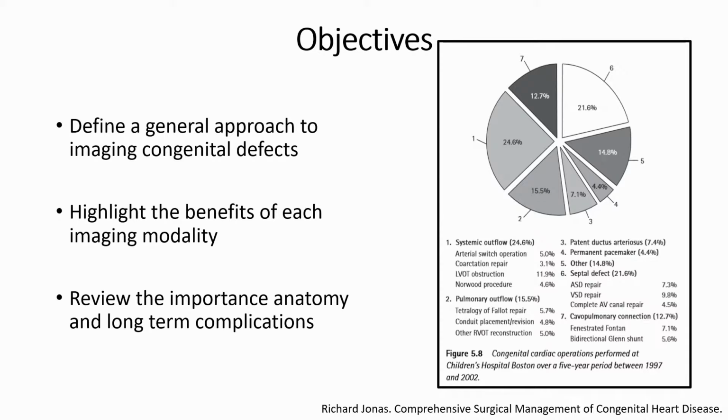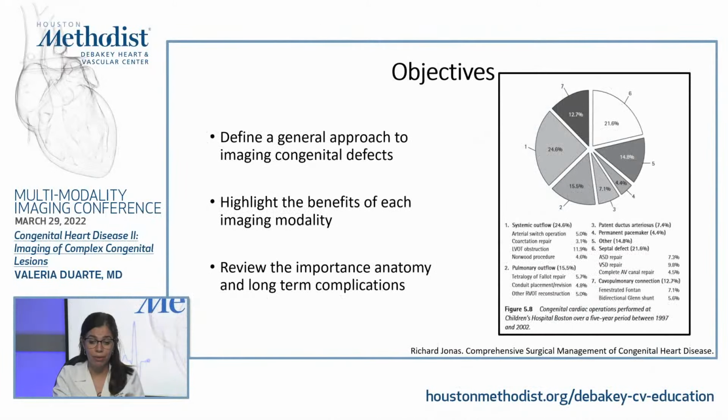I like to start my presentations with this graph. This graph represents the surgical cases of a congenital surgery hospital, a pediatric hospital, and it's a summary of their cases from 1997 to 2002, and you may ask yourselves, why is this important to us? The reason is because these patients that were operated back then are the adults that we're treating today.